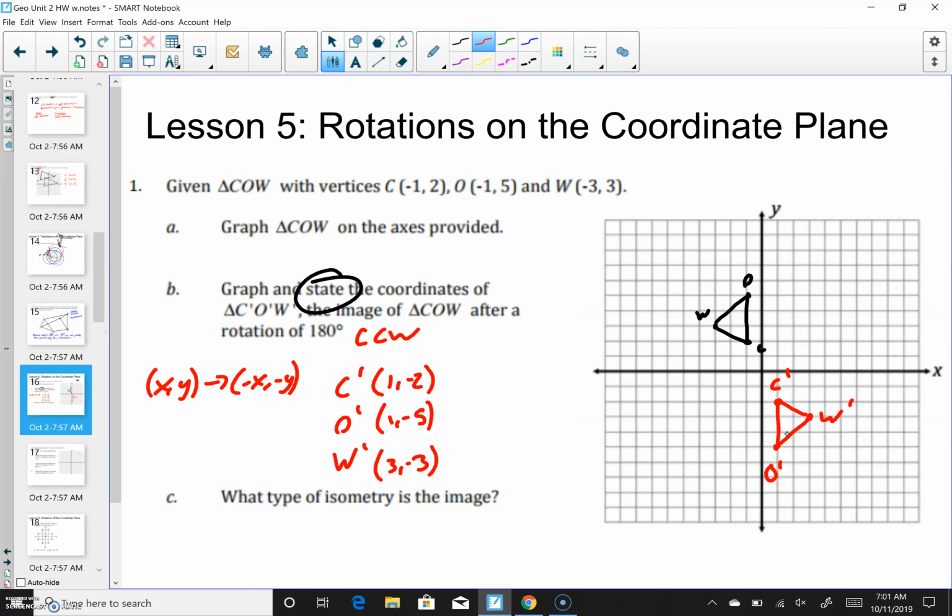So now we have our prime triangle, and it wants to know what type of isometry this is. If we look at C to O to W in our original triangle, we're going counterclockwise. If we look at C prime to O prime to W prime, even though it's flipped or spun 180 degrees, it's still going counterclockwise. Therefore, it is a direct isometry because those two orientations are exactly the same.